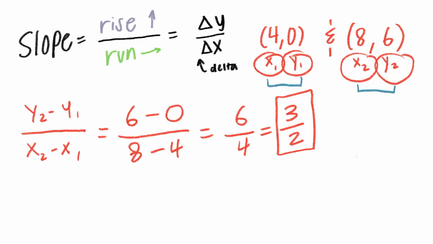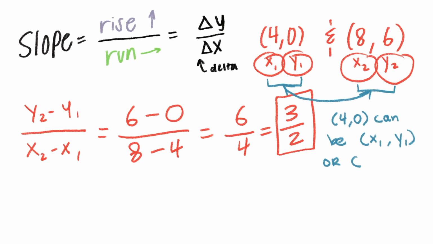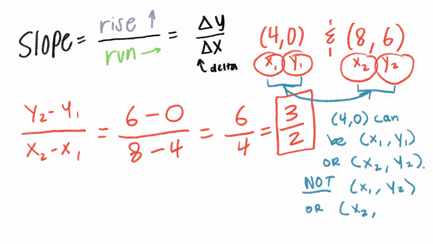It's also worth mentioning that whichever coordinate is x1, y1 versus x2, y2 doesn't matter as long as each x value stays with its corresponding y value. Don't pull some weird switcheroo like this, because in this case, you won't get the correct answer.